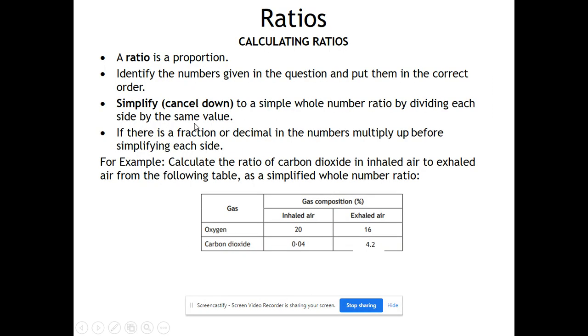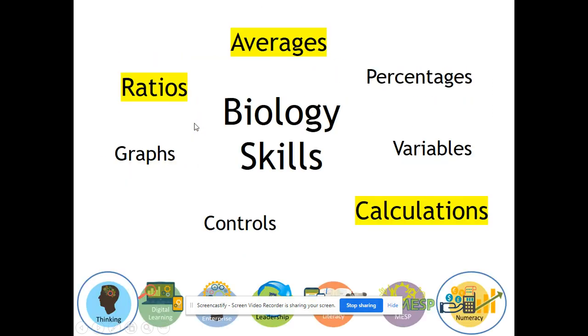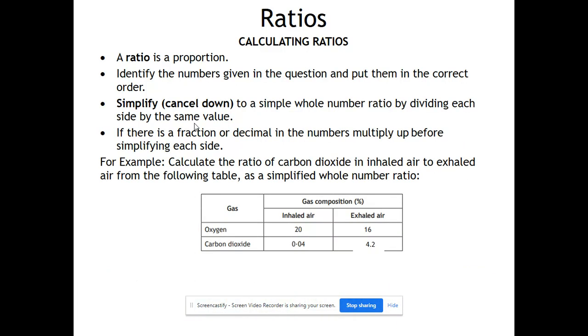So we're going to look at other skills questions now, other numerical ones apart from percentages. I'm going to start with ratios. For a ratio, what you want to do is identify the relevant numbers first of all, and then simplify it down to what they always ask for, which is a simplified whole number ratio. We divide each side down by the same value. If there's a fraction or decimal though, you must multiply up before dividing down and simplifying each side.